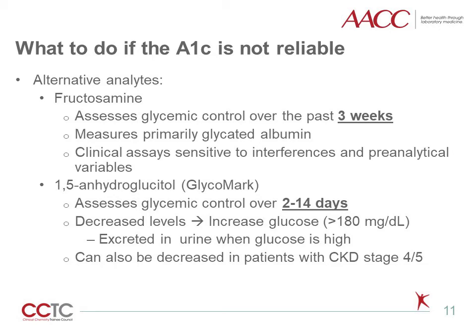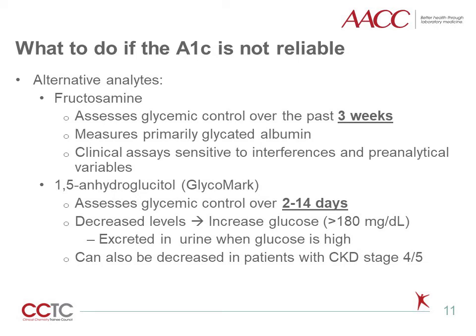The disadvantages of using fructosamine as a marker of glycemic control is that interferences, such as fluctuations of immunoglobulins, particularly IgA, and high concentrations of reducing substances, bilirubin and vitamins, etc., as well as pre-analytical variables like temperature change, can greatly influence the fructosamine value. The second alternative analyte is 1,5-anhydroglucitol, marketed as Glycomark. This analyte assesses the glycemic control over the previous 2 to 14 days.